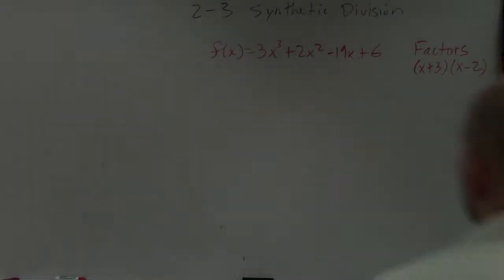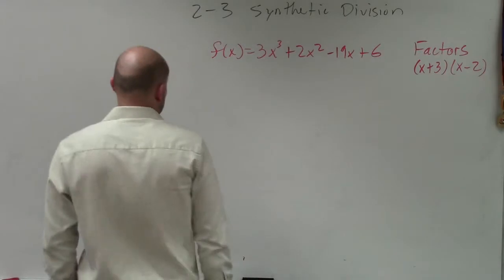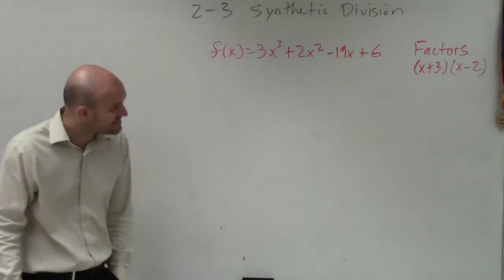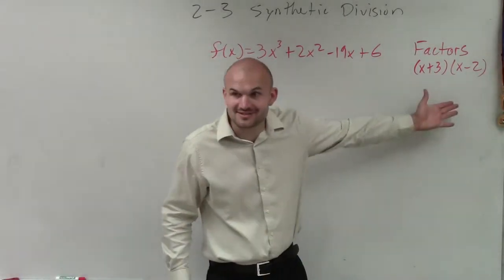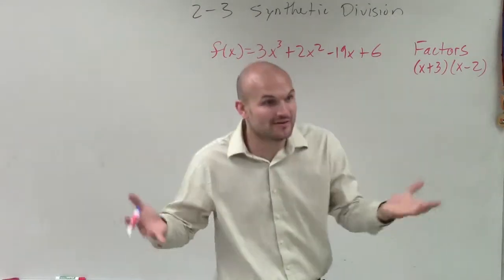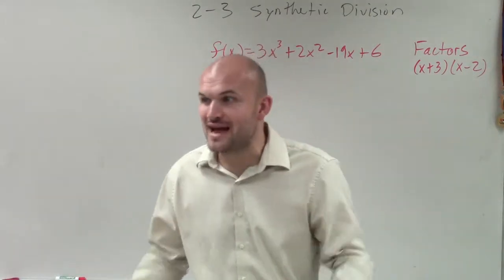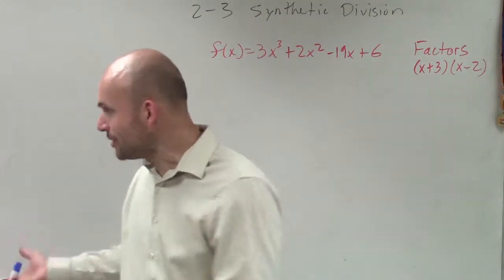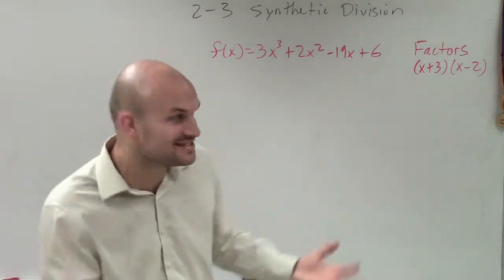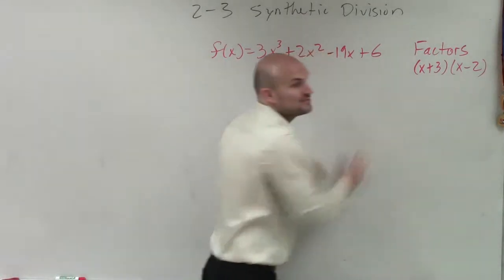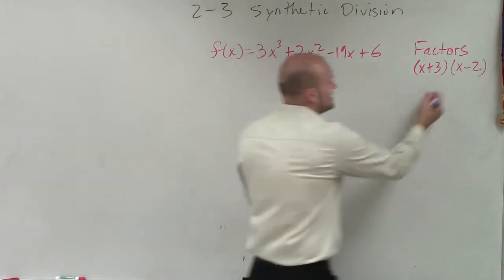So here again, ladies and gentlemen, I have f of x equals 3x cubed plus 2x squared minus 19x plus 6. And they give us our factors, right? And that's awesome because we know those factors evenly divide into our polynomial, right? Yes, that's awesome. Those are two factors. And once we have our factors, we can create our what?